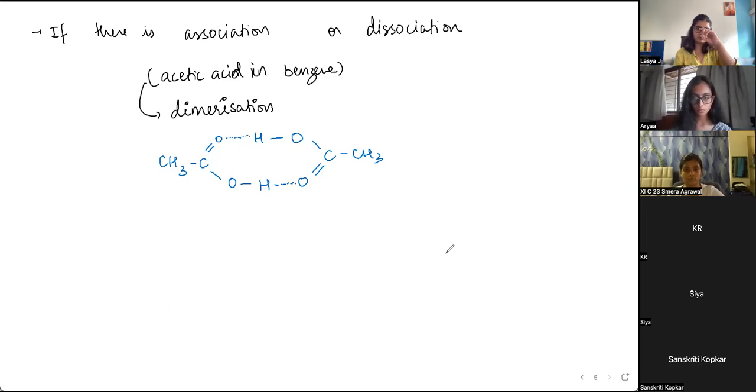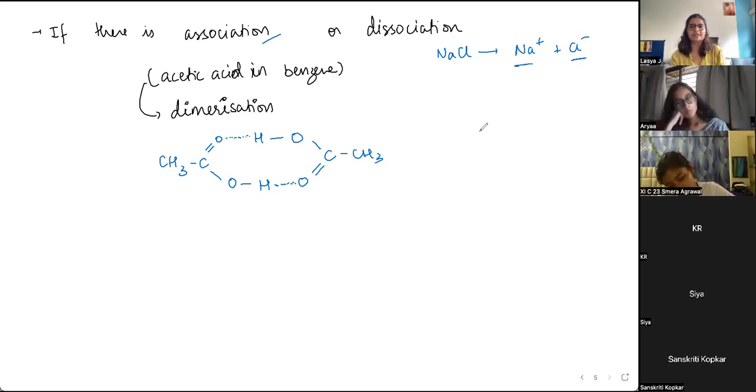Generally, depending on what substances you use, there may be association, there may be dissociation. In a lot of cases, neither will take place. If you dissolve sugar in water, sugar is not going to associate or dissociate into ions, so there's no change. But if there is association or dissociation, the overall number of particles changes in the solution. Dissociation may give more particles, and association may give fewer particles.